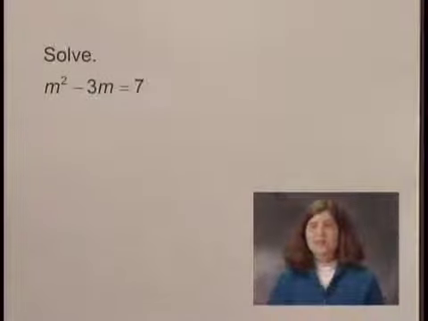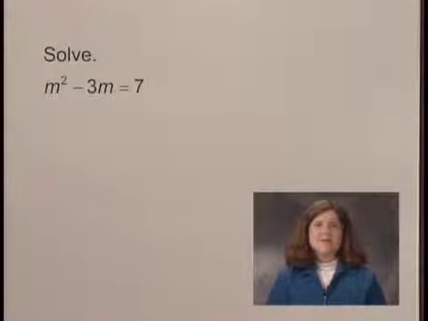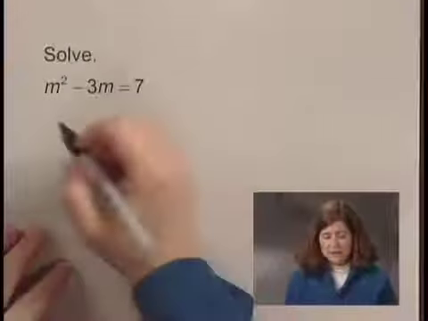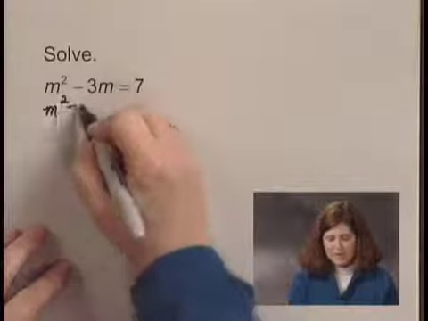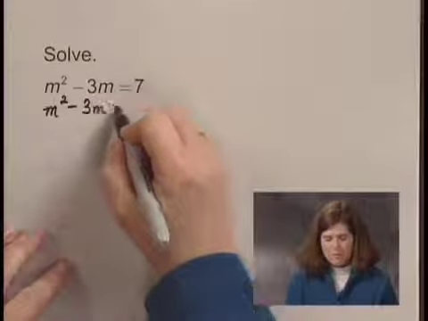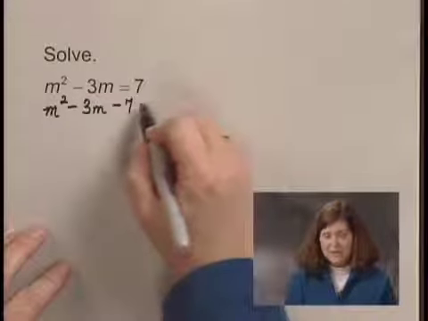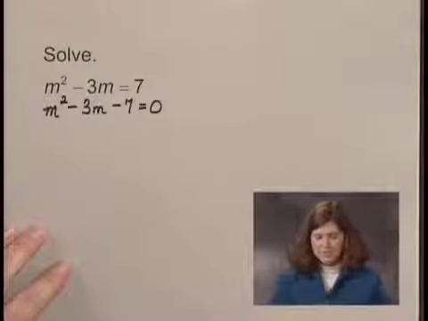We'll solve a quadratic equation. We'll solve the equation m squared minus 3m equals 7. In order to solve this, we begin by subtracting 7 on both sides of the equation in order to get 0 on one side. That gives us m squared minus 3m minus 7 equals 0.